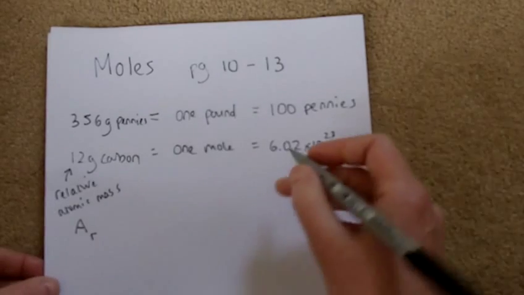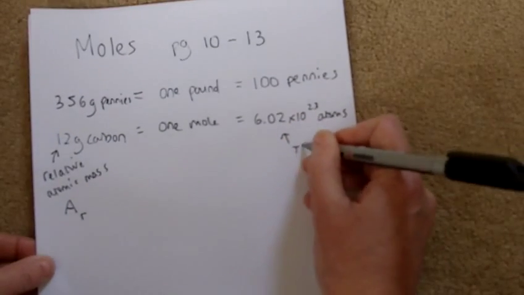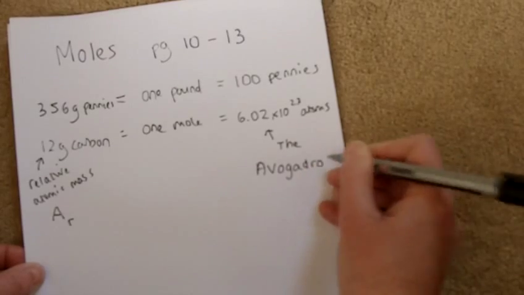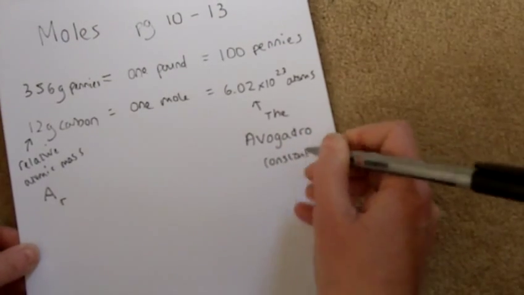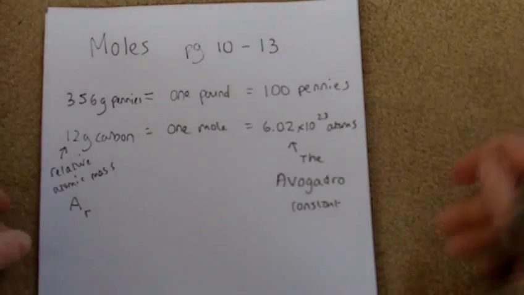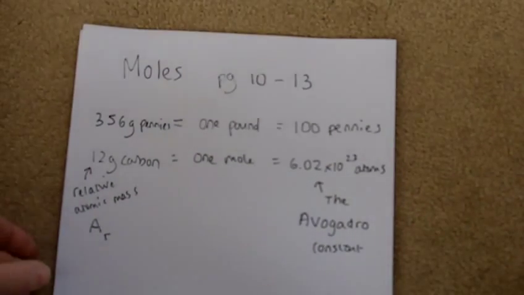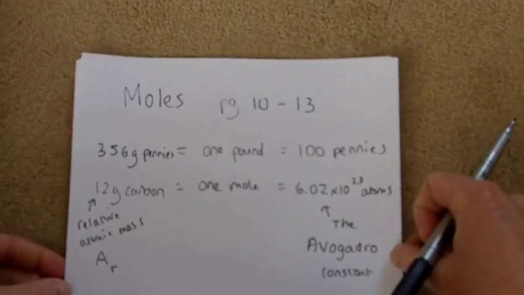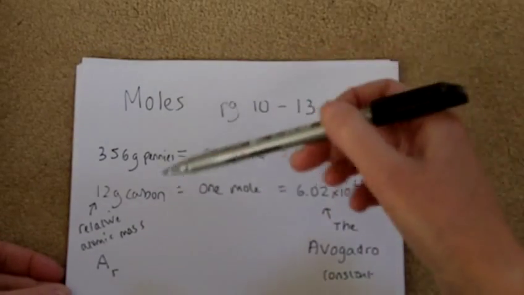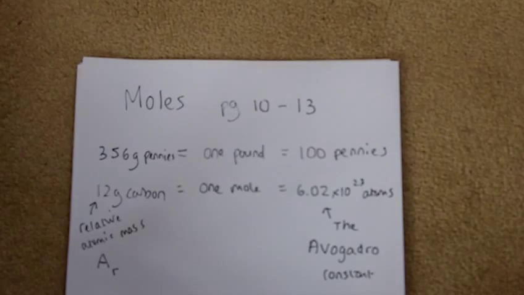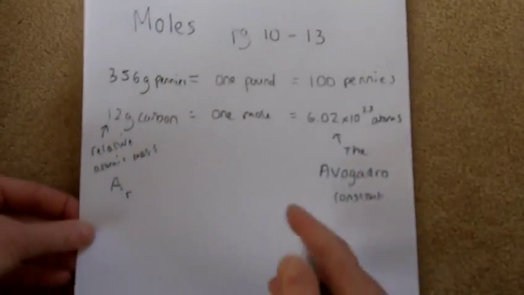This is something called the Avogadro constant. Just be careful with your spelling here. This was developed by an Italian called Amedeo Avogadro many, many years ago, where he calculated the number of atoms in a mole. So this is the way we work it out. We say 1 mole is the relative atomic mass in grams, and it's equivalent, the same as 6.02 times 10 to the 23 atoms.